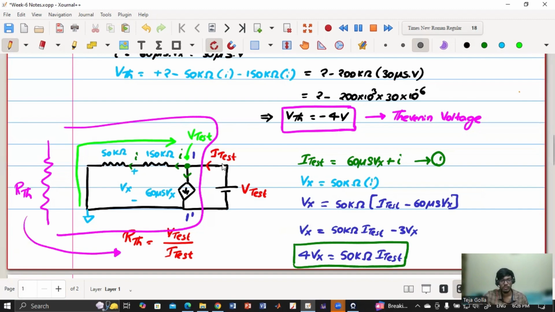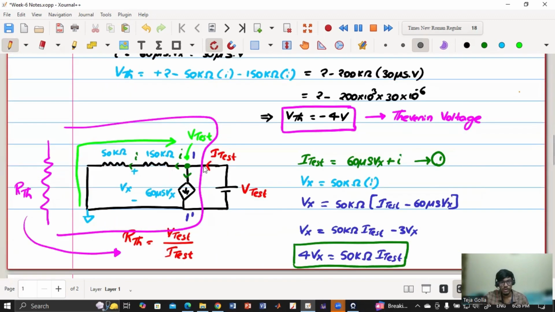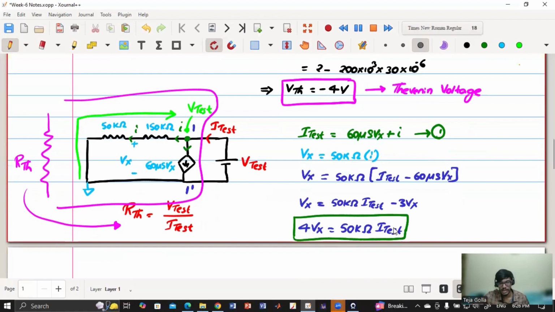and I test. So for that to be done, we need an equation in terms of V test and I test. So first I have started with the KCL. I have applied KCL over here and I have calculated the value of I. Once I know the I, I know Vx. So the Vx and I relation is obtained and I have substituted the value of I, and then I got a relation between Vx and I test.